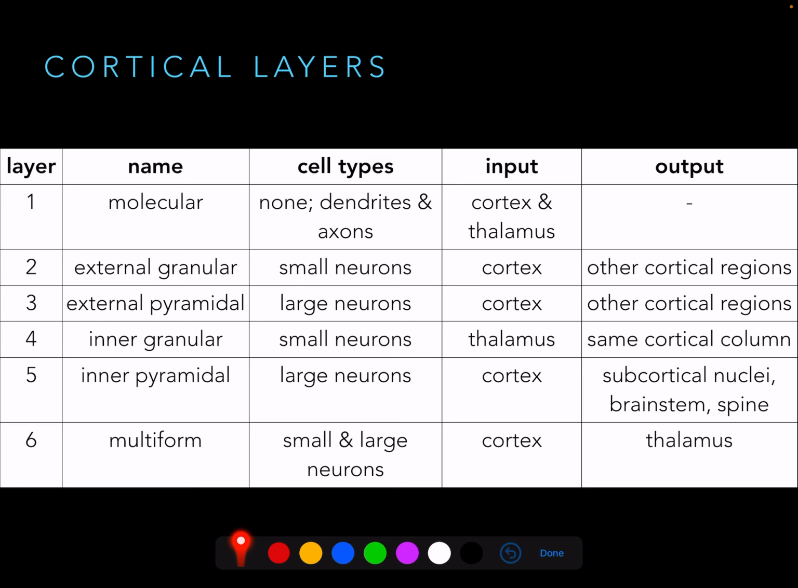So in layer 1, if you prefer a table, here it is, no cells. It's just a bunch of dendrites and axons. We'll get that matrix input from the thalamus. Other cortical inputs can arrive here too. Layers 2 and 3 have small and large neurons respectively, and that's just cortex talking to cortex. Layer 4 is where the thalamic input arrives and then spreads throughout these layers, and then 5 and 6 would be my outputs. 5 projects to all those subcortical structures except the thalamus. That's the job of layer 6.